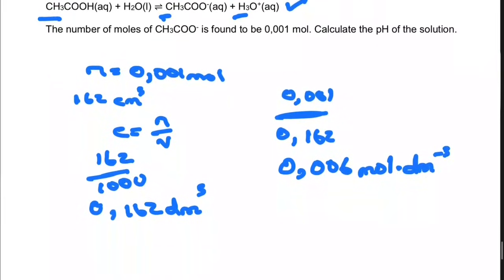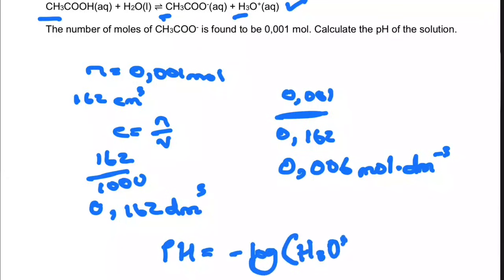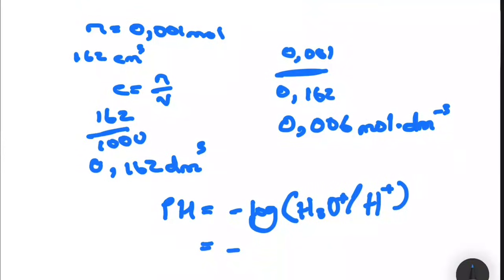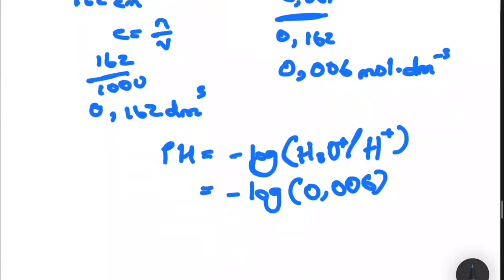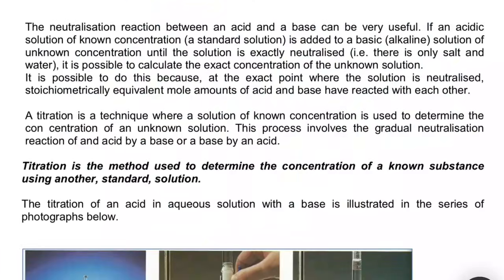The formula of pH is equal to negative log of H3O plus, which can also be H plus. pH will be equal to negative log of 0.006, which will give us 2.22.